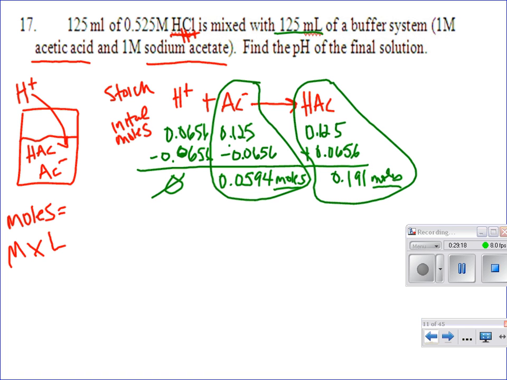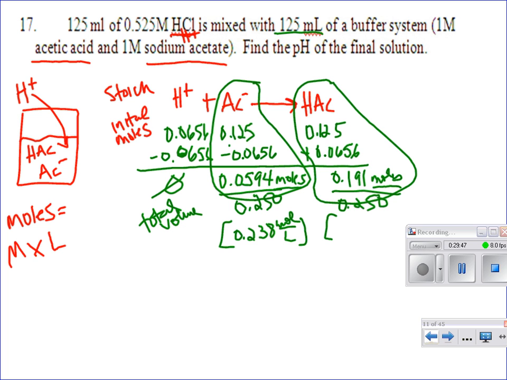it's in moles. So what do we need to convert that to? Molarity. So we're going to divide both of these, be careful, by total volume. So that's 125 plus 125 because we mix those two things together. And we get 0.250. So what is our concentration of AC minus? 0.238. And what is our concentration of HAC? 0.763 moles per liter.